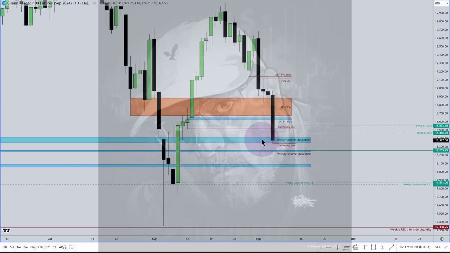And again, the new week opening gap here, you can see how we came down and hit that here. A small little coloring outside the lines there. And now we have, this is going to be an old weekly low. That means it's last week's low. And that previous old weekly low there.